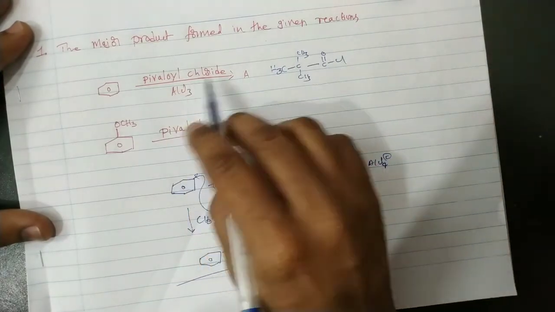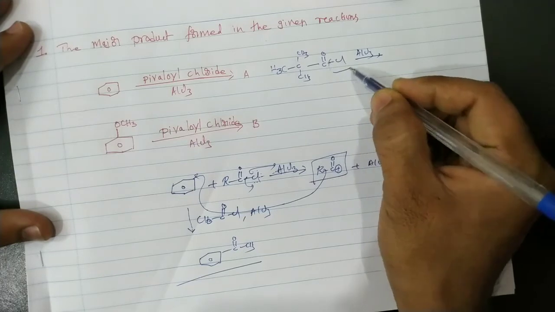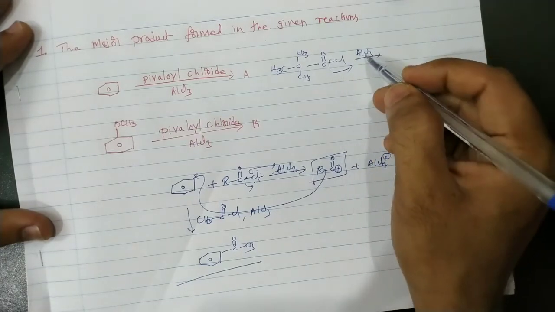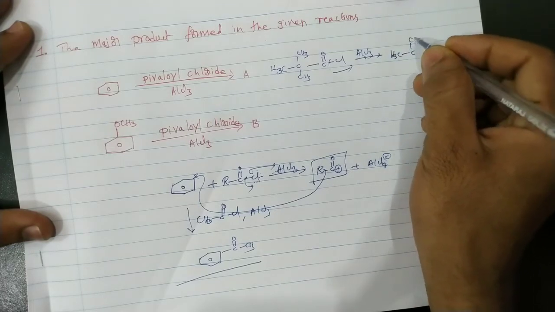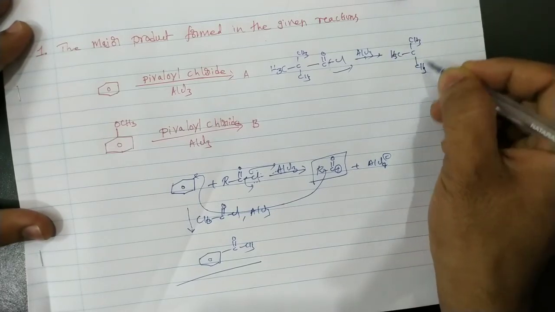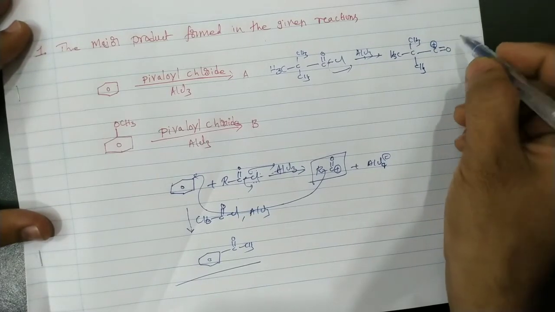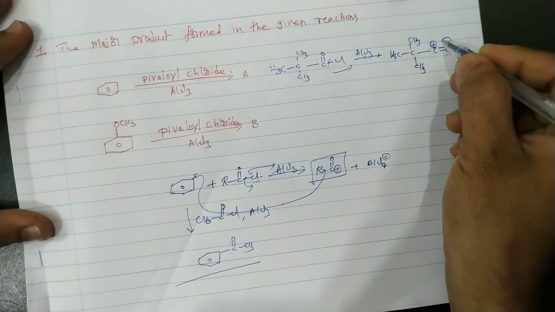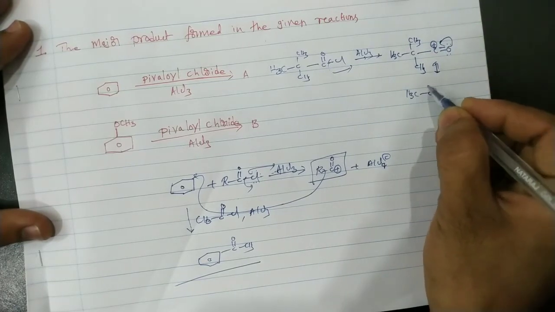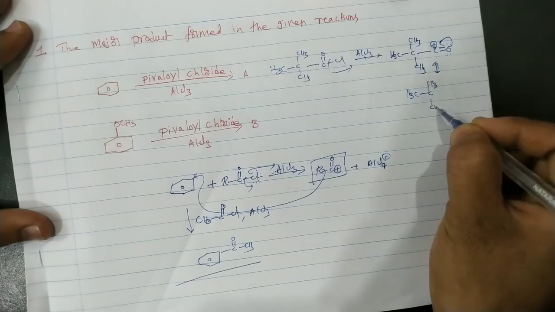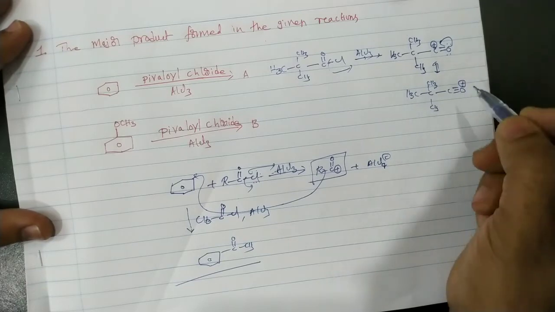But in this case, this is pivaloyl chloride. On reaction with AlCl3, first, by loss of Cl minus with the AlCl3, it gives an acylium ion. Of course, it is stabilized by resonance, like CH3, CH3 and CH3, then C triple bond O plus.